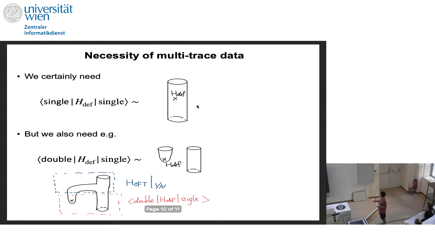So let me explain why it's necessary to include multi-trace data. Of course, when you start deforming, this is a single trace operator, you of course need this information, but we actually also need this information, which is a single H deformation double trace, because if you combine this diagram to this diagram, then topologically you get the same diagram.